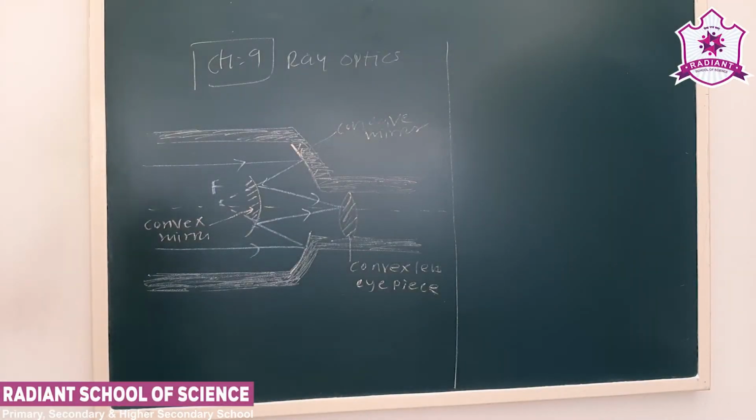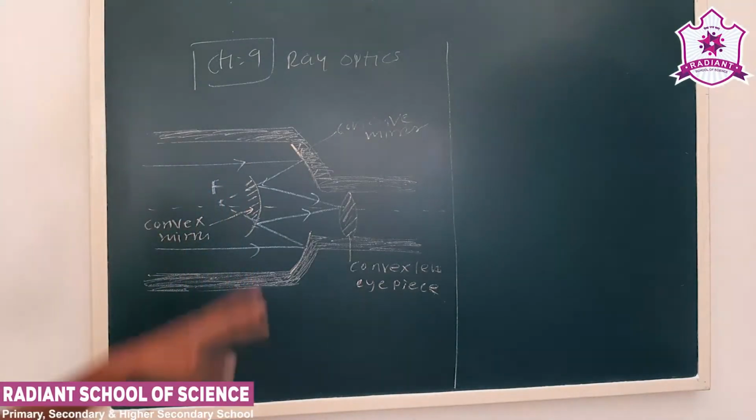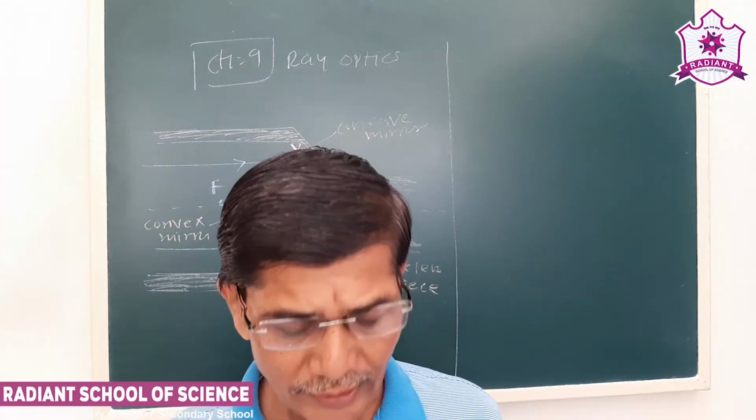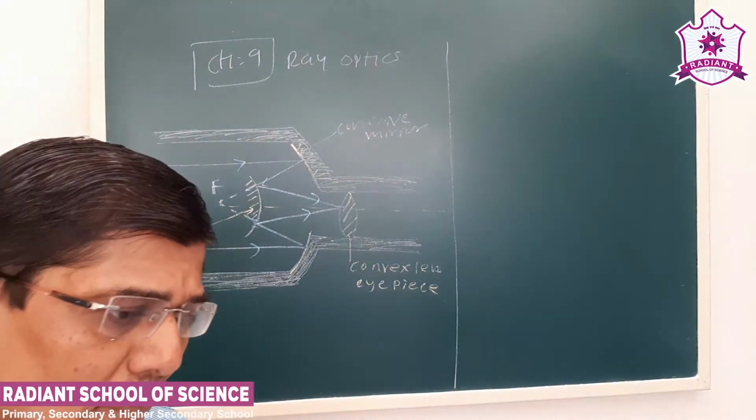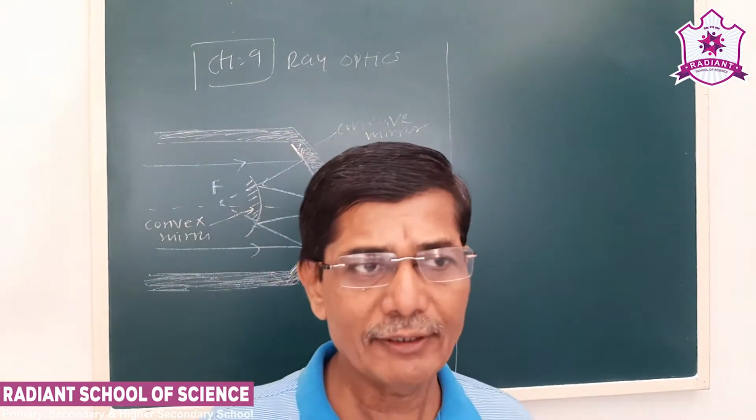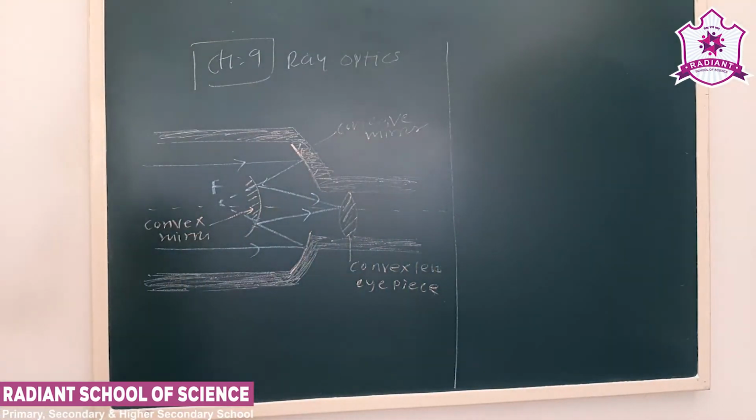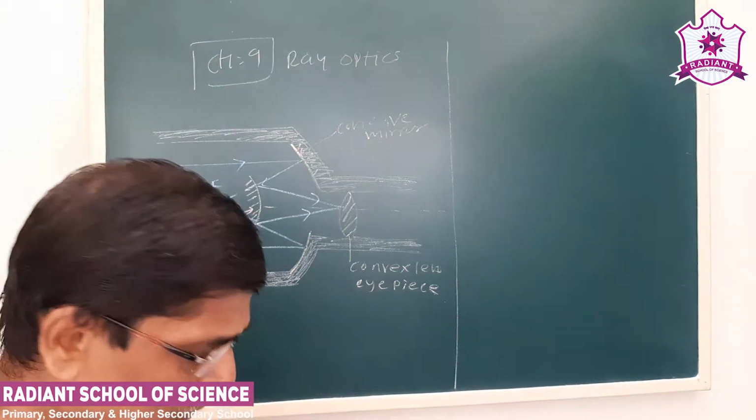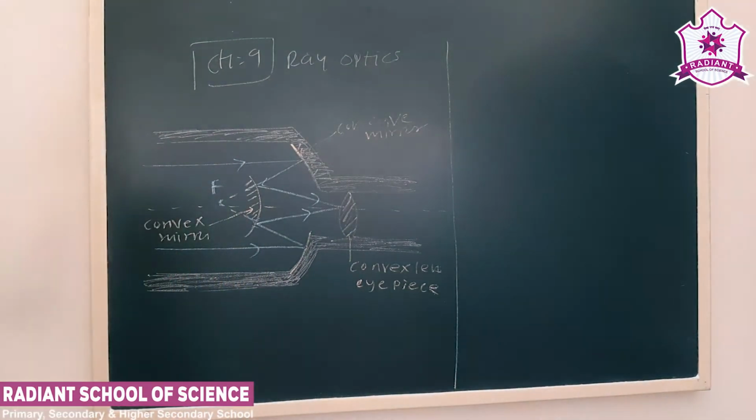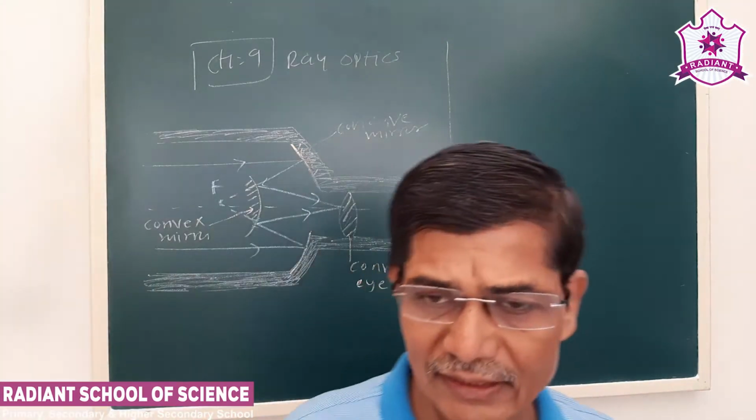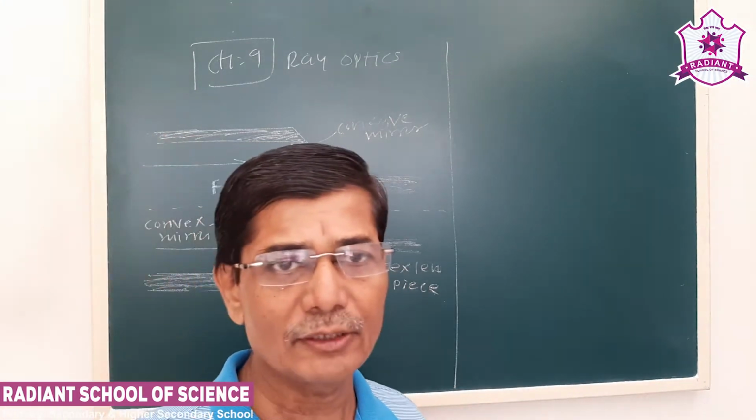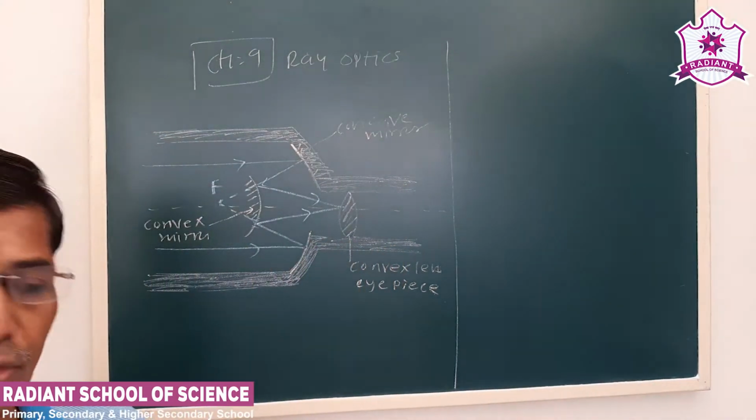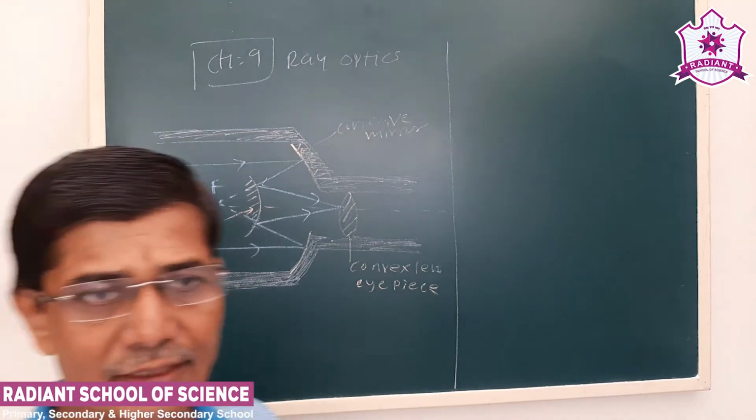Dear students, now see in lesson number 9 in ray optics. Last time we talked about optical instruments. In that we studied about microscope and a telescope. We talked about simple microscope which uses only one convex lens. We also discussed compound microscope which uses two convex lenses. We also talked about refracting type of telescope, which uses only lenses. It uses two convex lenses, one is an objective and the second is an eyepiece.